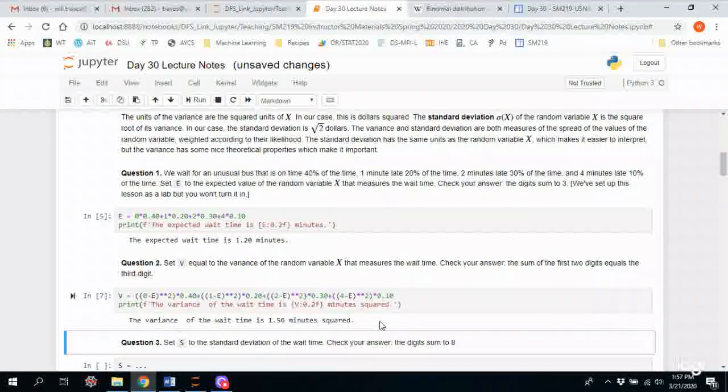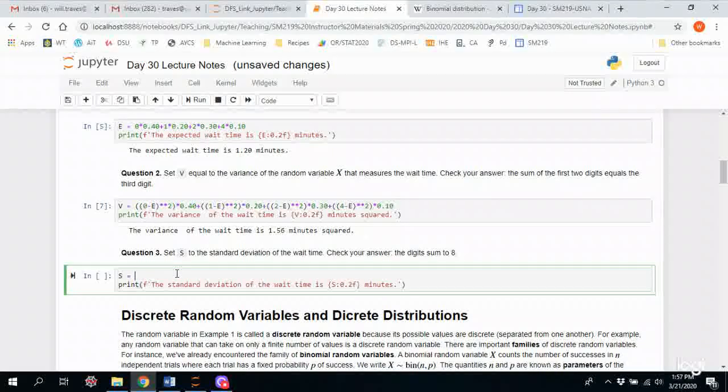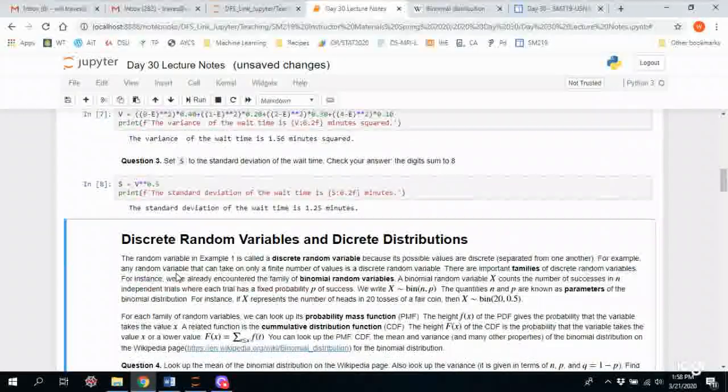All right, the variance of the wait time is 1.56 minutes squared, and the sum of the first two digits, 1 and 5, actually is the third digit, 6. So we think maybe we got the correct answer. Okay, so set S to be the standard deviation of the wait time. Well, the standard deviation of the wait time is just the square root of the variance. Take the 1/2 power of V, and you get that the standard deviation of the wait time is 1.25 minutes, and the digits here do sum to 8, right?